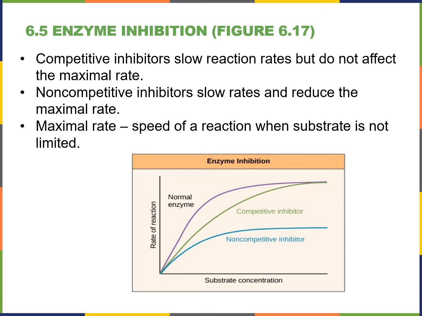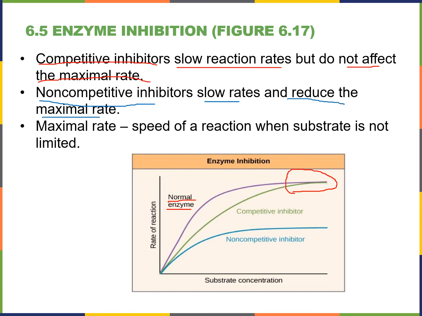Let's talk about competitive inhibitors first. Competitive inhibitors slow the reaction rates, but do not affect the maximal rate. Again, you can see here, the competitive inhibitor can achieve the same maximum rate as the normal enzyme can. Non-competitive inhibitors slow the rates and they reduce the maximal rate.